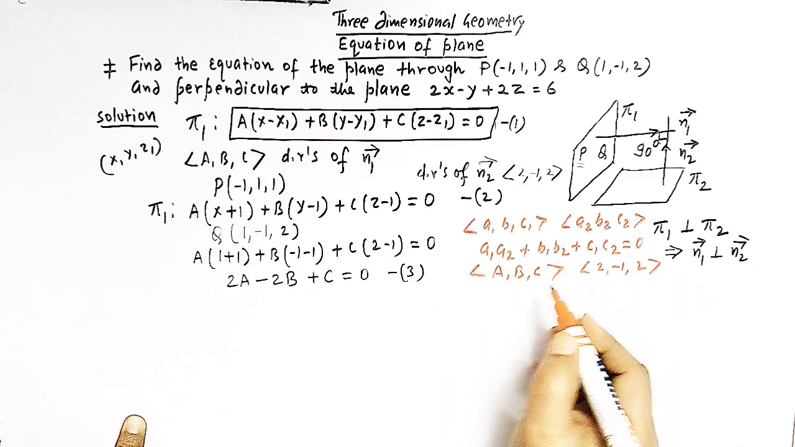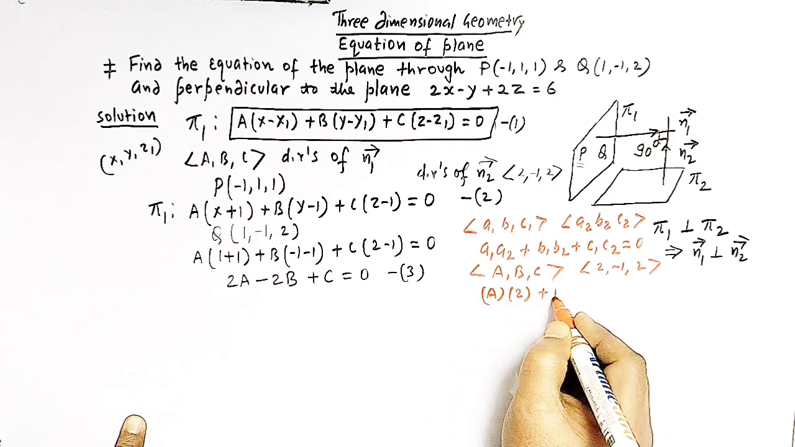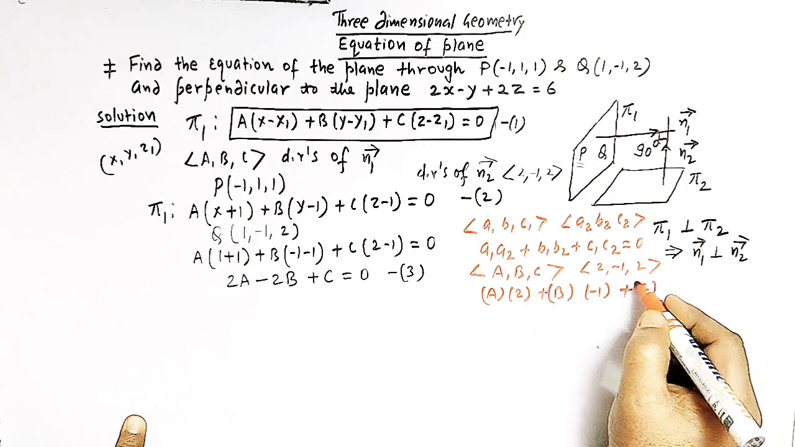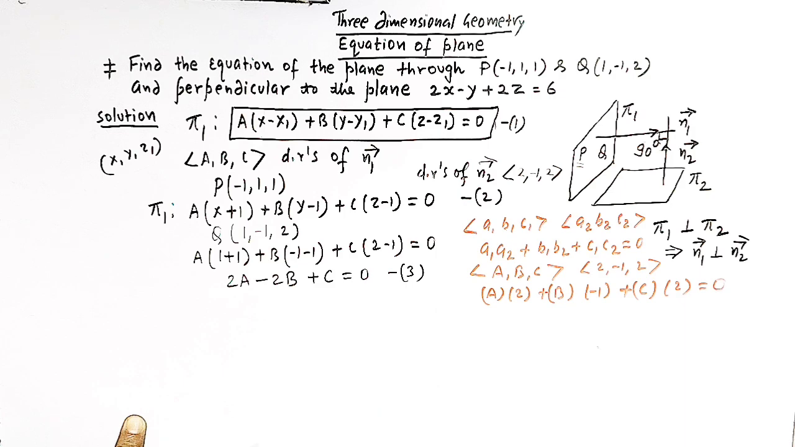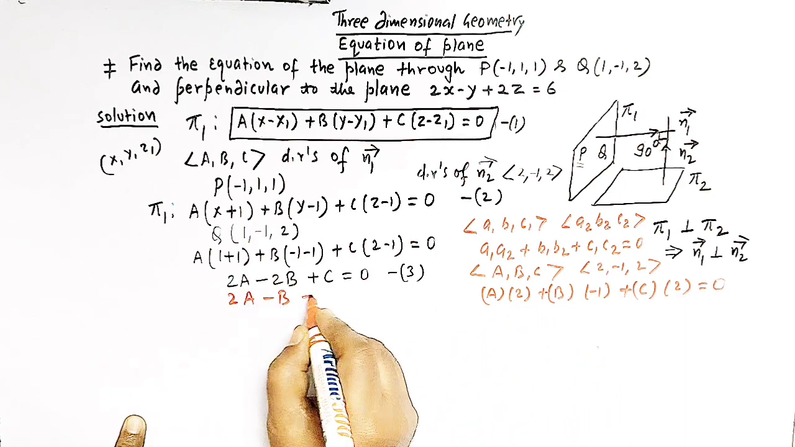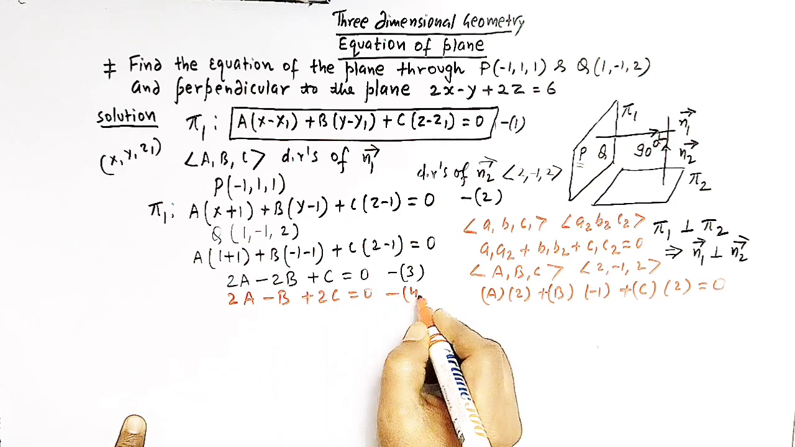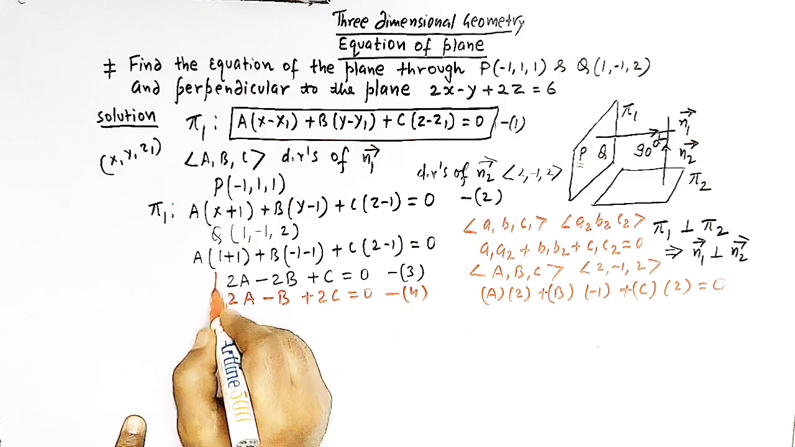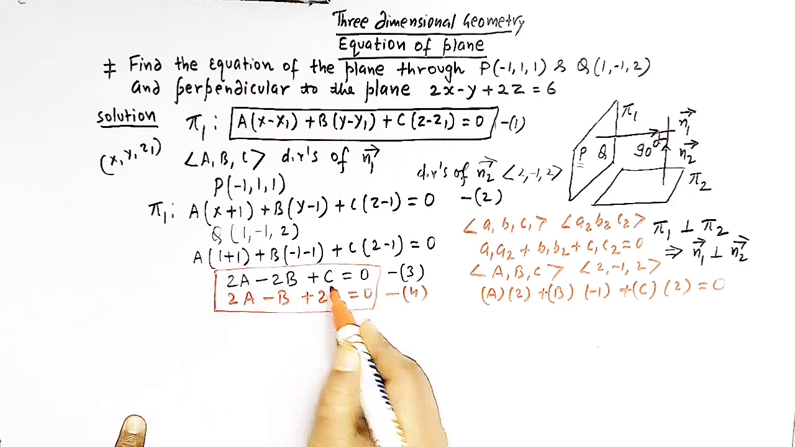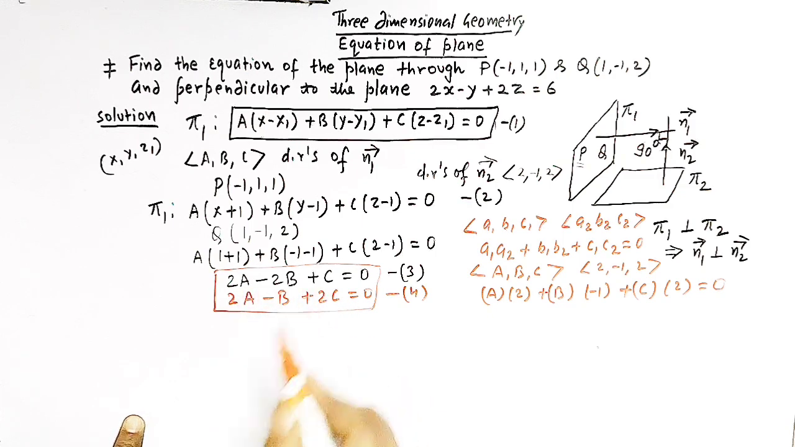Now applying this condition, we have a times 2, and then b times minus 1, and then c times 2, and this is equal to 0. So we can now write here 2a minus b plus 2c is equal to 0. So this is our equation number 4, right? So now we have two equations in A, B, and C, and now we have to solve these two equations in A, B, and C.